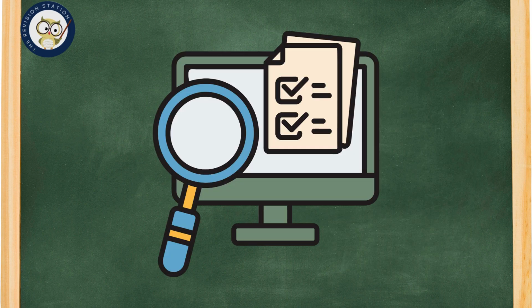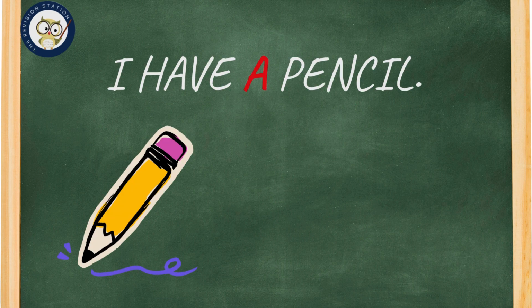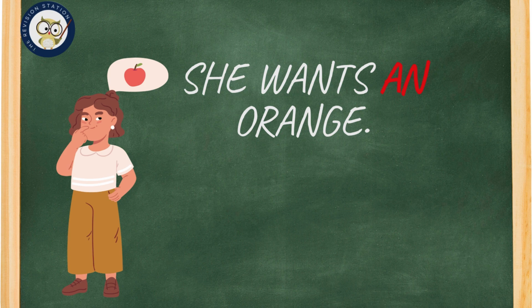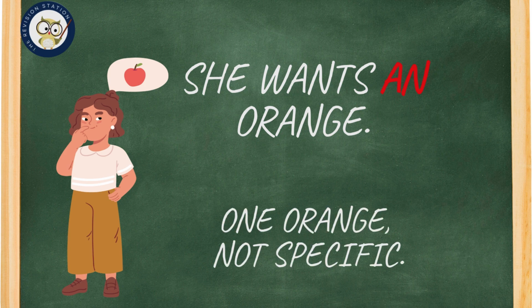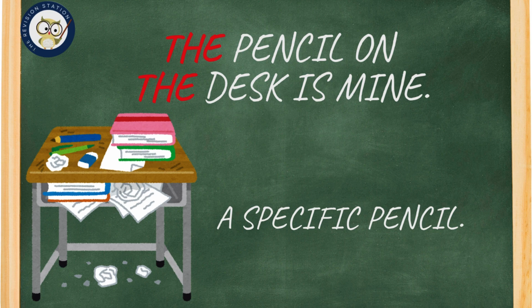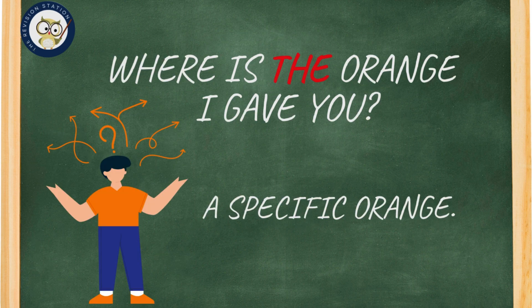Let's see some more examples. I have a pencil. She wants an orange. The pencil on the desk is mine. Where is the orange I gave you?